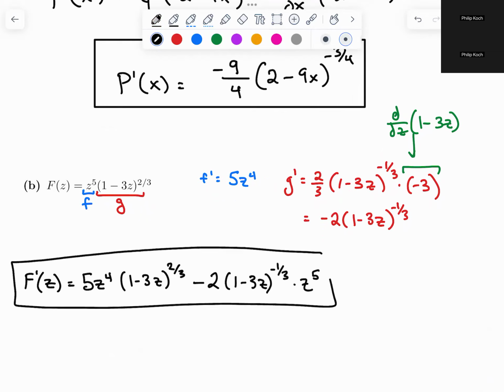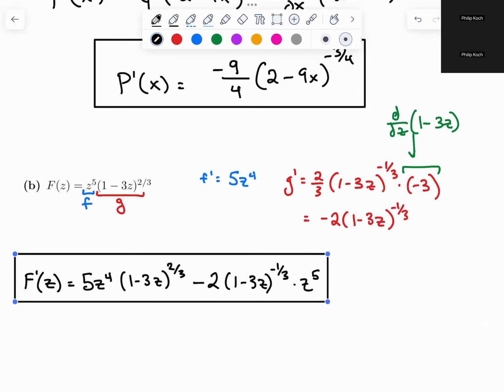And we can leave it like that. The only time we want to simplify it is if we had to use it for something like finding where the tangent lines were 0 or undefined or something like that. That's when we would use a little bit of algebra to simplify. Okay? Any questions on that? We're going to keep practicing that chain rule. There's a lot of practice problems here.